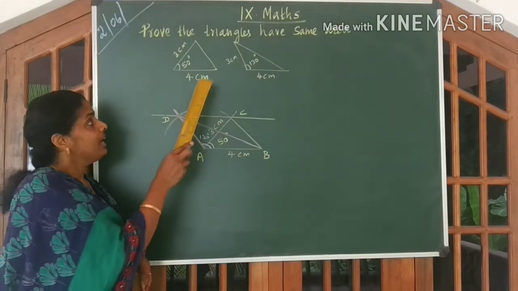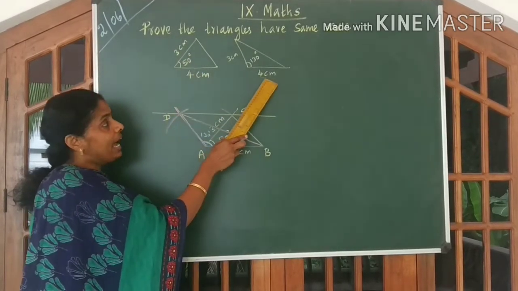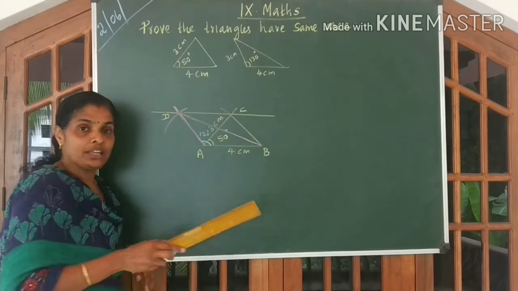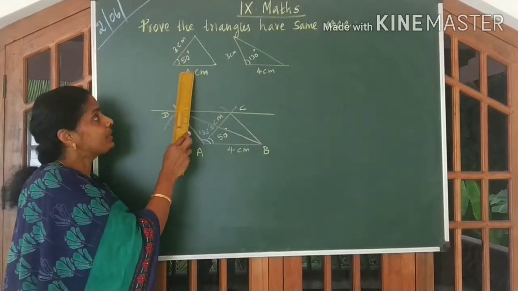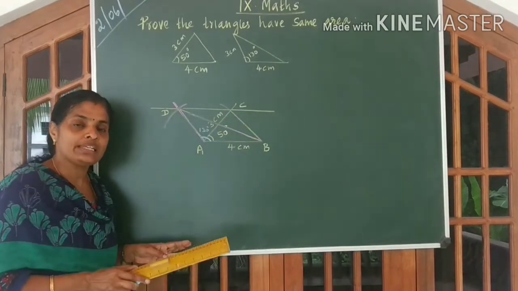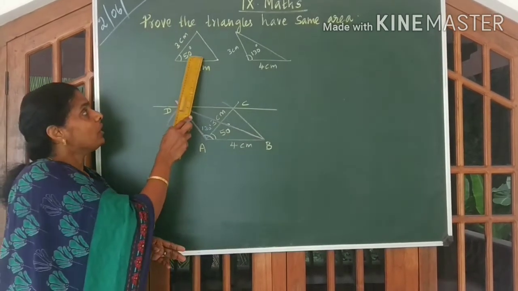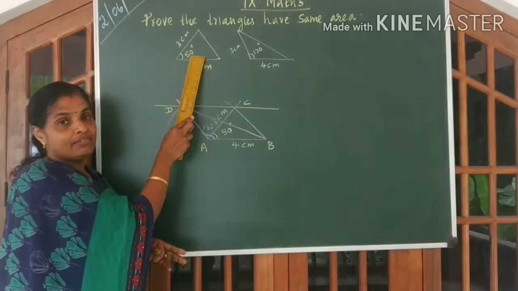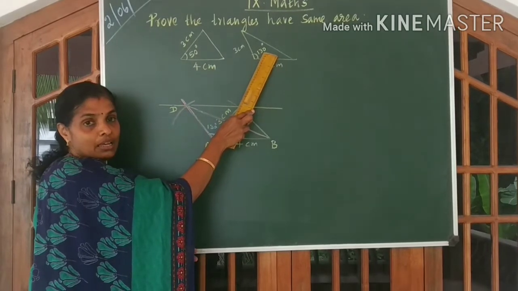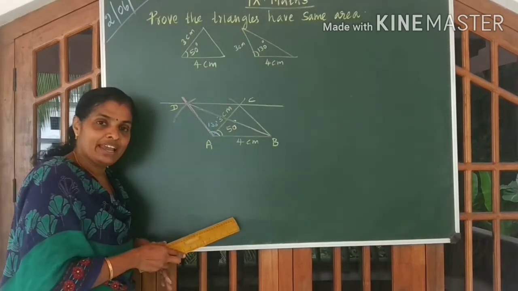Is it clear? The two sides and the angle made here, 50 degree, angle made here is 130 degree. 50 plus 130, 180 degree. Therefore, these two angles are supplementary. So, the two triangles will always have same area. I will give you one more example. Instead of 50 degree, you can have 60 degree. In that case, this angle would be 180 minus 60, 120 degree. Hope the idea is clear.